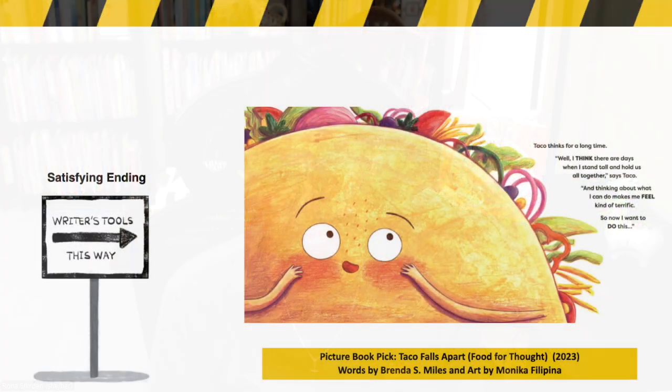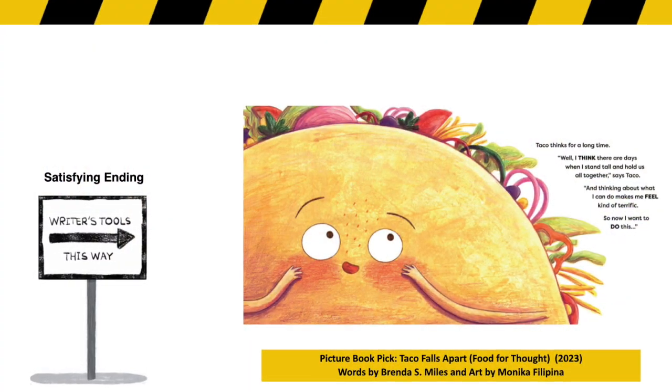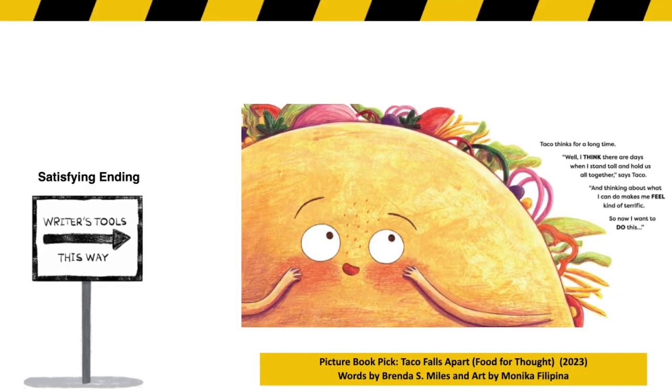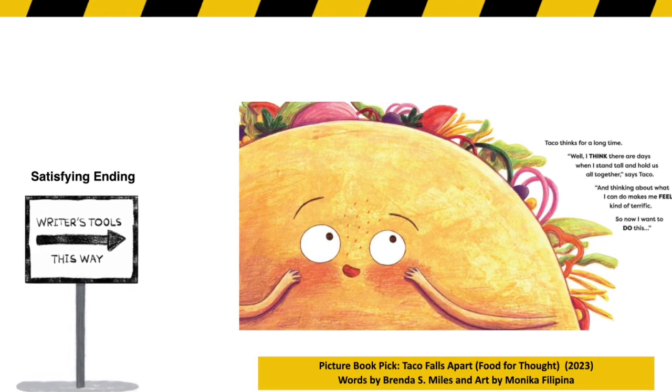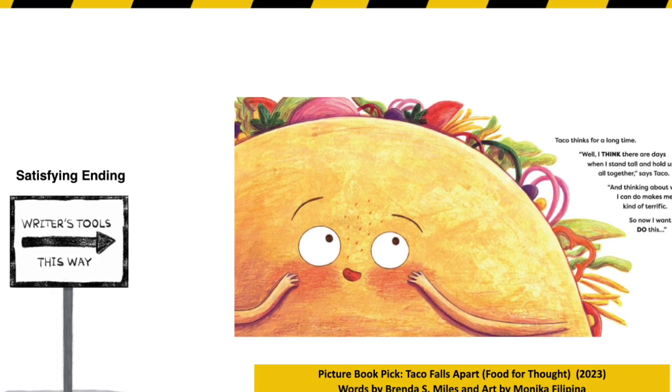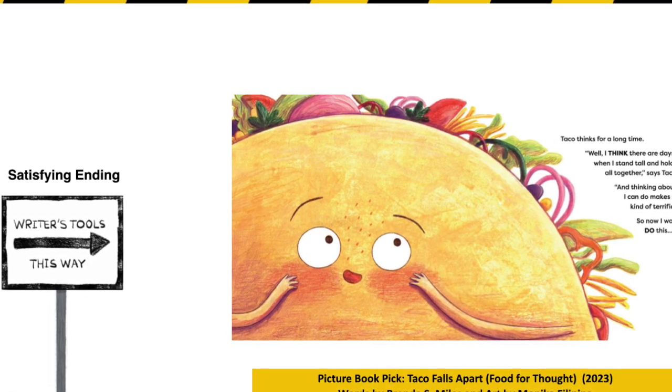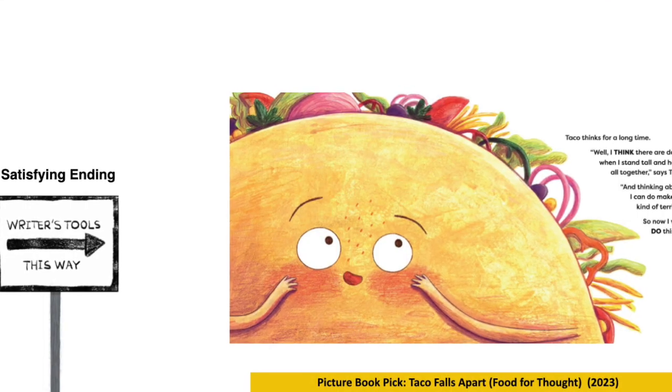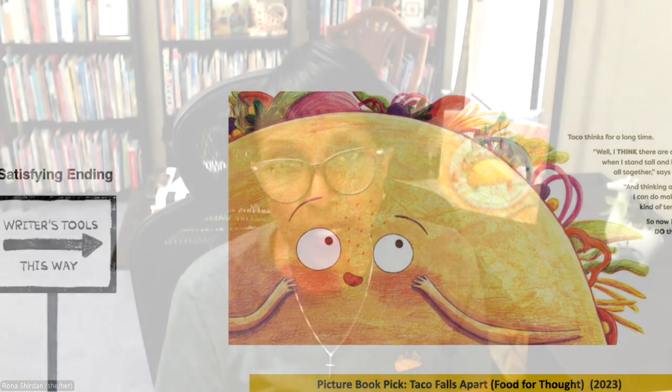Let's look at the text. Taco thinks for a long time. "Well, I think there are days when I stand tall and hold us all together," says Taco. "And thinking about it and thinking about what I can do makes me feel kind of terrific. So now I want to do this." From the illustration, you can see he's realizing that he's in control of his thoughts. He can truly be a terrific taco after all.